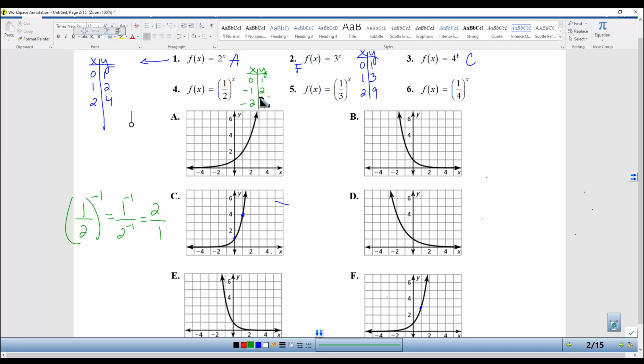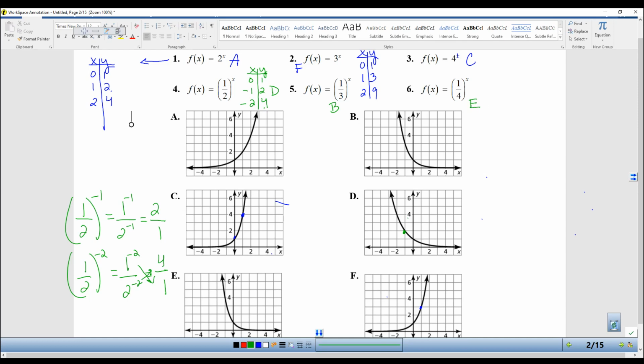And if I let x be -2, 1/2 to the -2 is going to do the same thing. 2 to the 2. So this is going to go up, and this one's going to go down. And I get 4. So I'm looking for one that at 0 is 1, but at -1 is 2. Not that one. -1, 2, -1, 2. Here we go. So this one is D. So you can figure these last two out on your own the same way.